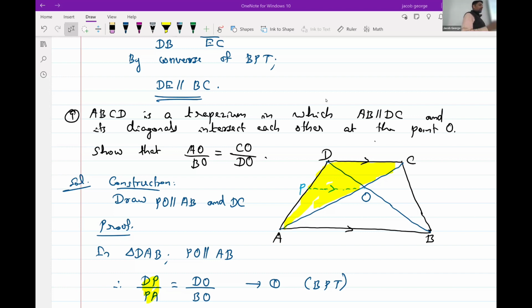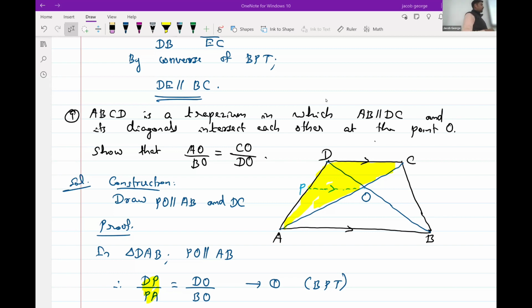Along with the theorem, the second part can be asked like this: using BPT, prove this question. At that time, instead of asking a theorem as a 5 marker, 4 marks will be for the theorem and 1 or 1.5 will be for this part. Yes, did you complete the diagram? We have to prove that AO by BO is equal to CO by DO.